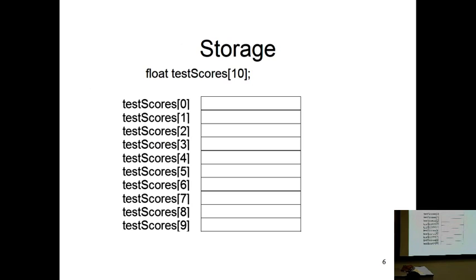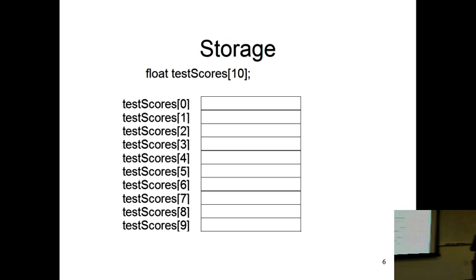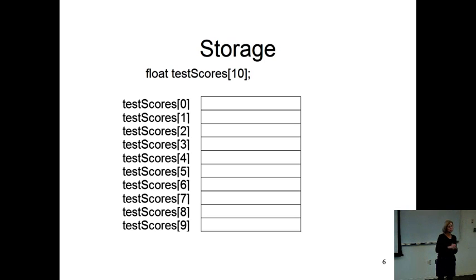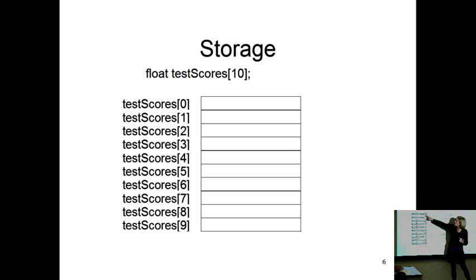Okay? So if I declare an array called test scores, type, name, size, that's all you have to remember, type, name, size. What takes place in memory is 10 of these are allocated. Each one of these is called a member or element of the array. Now, notice that we're going to use a number to access each element of the array. And we're going to call that an index or a subscript. Either one, they're interchangeable. Okay?